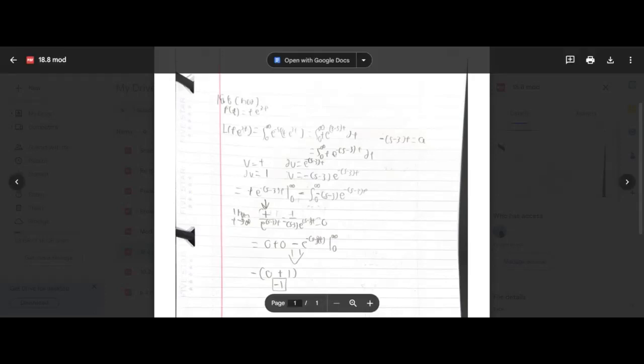Okay. Yeah, so plugging into the integral by parts, this gets us the equation below, which is from the other part would be minus the integral from 0 to infinity of negative s minus 3 e to the negative s minus 3t dt, but I forgot the dt.